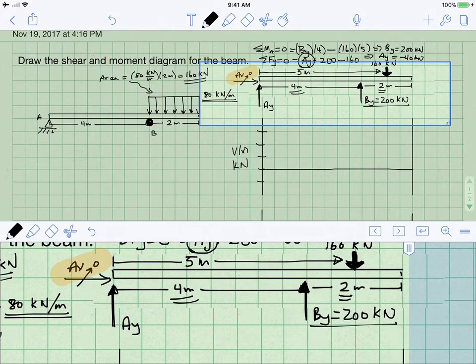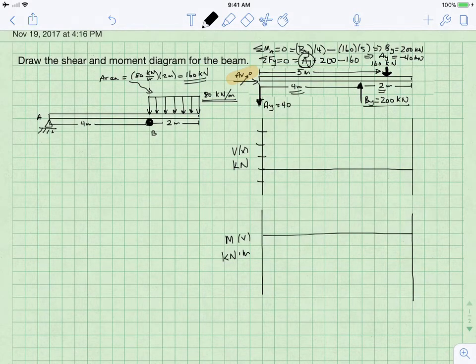So I am going to indicate this on this beam at this point by sketching it as it is. AY is equal to 40. It is pulling down. BY is positive 200 pushing up. So step one, find your external reactions.